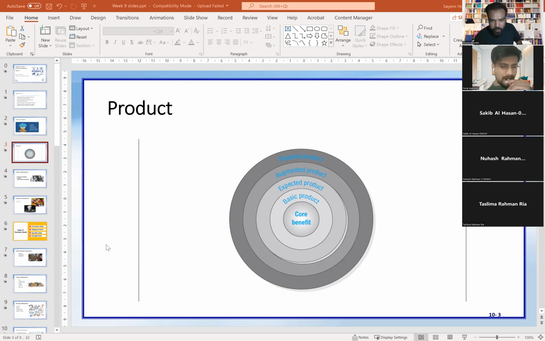So when we think about the levels of product, you have to think, okay, when you are thinking about a product innovation, what is my core product? What is the basic product? What is the expected? What is the augmented? And what could be the potential product? Right, so I hope that's clear to you.